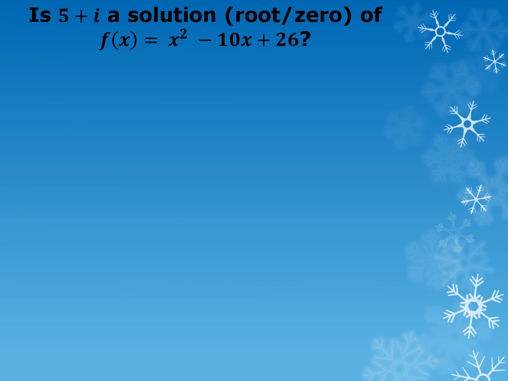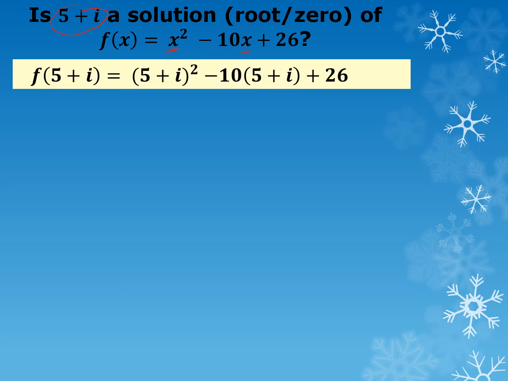Our next example wants to know, is 5 plus i a solution, root or zero of f of x equals x squared minus 10x plus 26? Well, whenever I want to know if something is a solution, root or zero of a function, that simply means I'm going to plug it in anywhere I see an x. And so that's exactly what I'm going to do here. So f evaluated at 5 plus i is equal to 5 plus i squared minus 10 times 5 plus i plus 26. Well, remember from our previous lessons, anytime we see 5 plus i quantity squared, so we see a parenthesis squared.